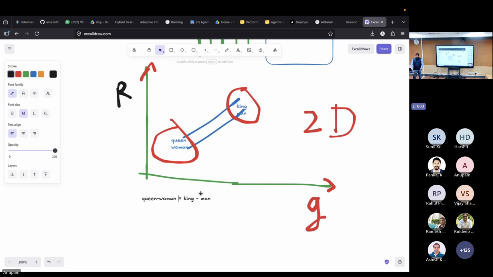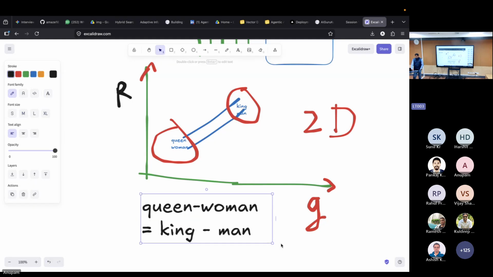Now is this making some sense? So, well, this is just an example, okay? I'm not saying this is correct. There is nothing right or wrong about it. But imagine if you can really represent words as vectors and you can do arithmetic over them.